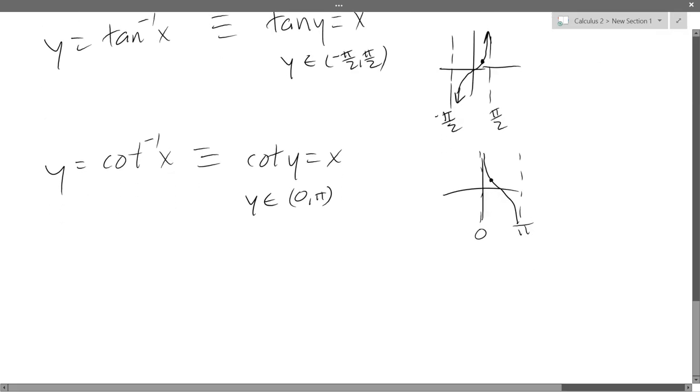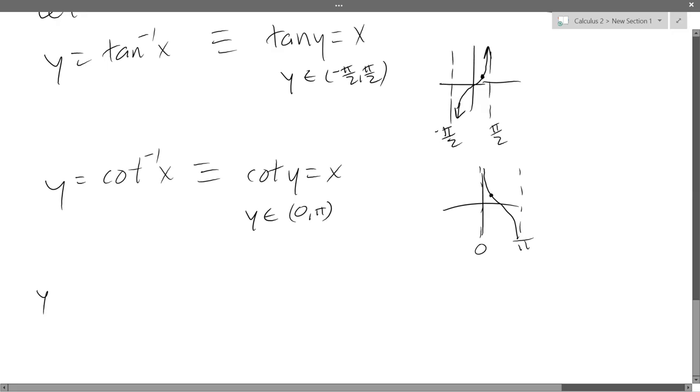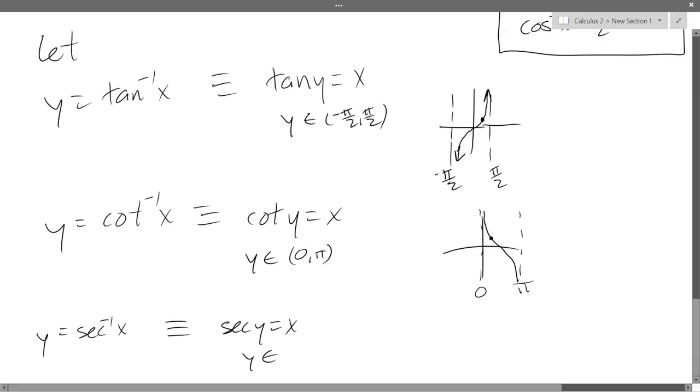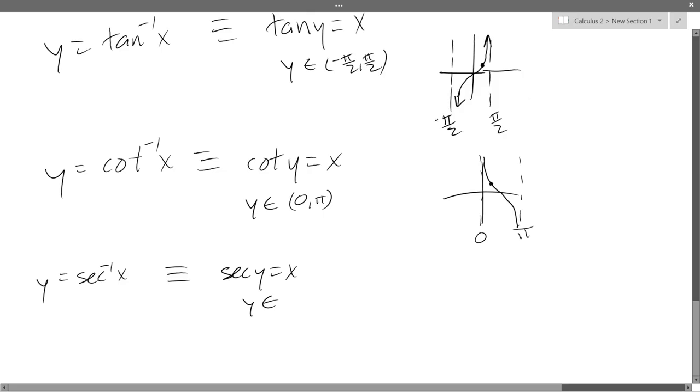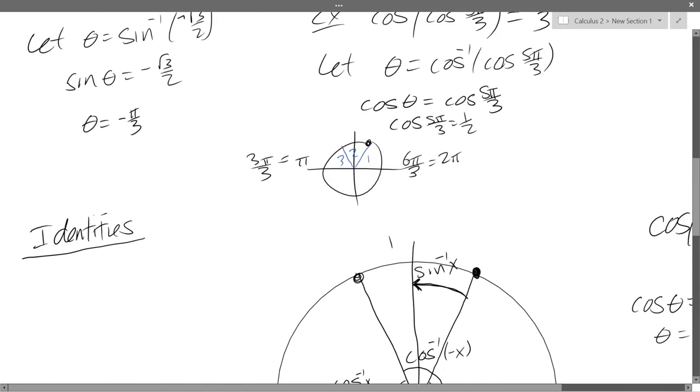And we can do secant and cosecant. We'll start out with y equals secant inverse x. Change that around: secant y equals x. And of course, we need to restrict. Secant is 1 over cosine, so we could look back at our cosine. What did our cosine need? Negative pi over 2 to positive pi over 2. Now, to be a little careful, it's going to be open.